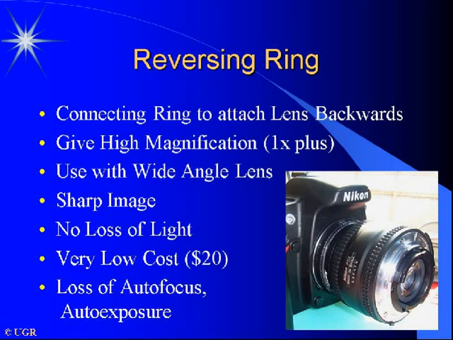Because the reversing lens has no glass in it, it produces a very sharp image. And there's no loss of light because this reversing lens does not really add a lot of extension between the lens and the camera. And extremely low cost, probably in the $20 range. But yes, you do lose your autofocus and auto exposure that come with your lens. So in a reversing lens situation, you're going to have to set those and then stop down your lens and focus it all before you take the actual pictures, because none of the automatic features will go through.